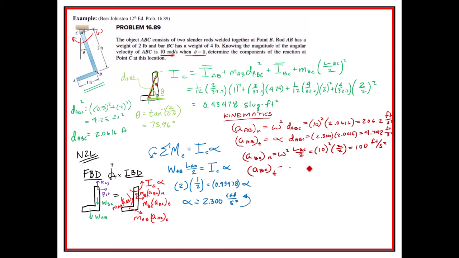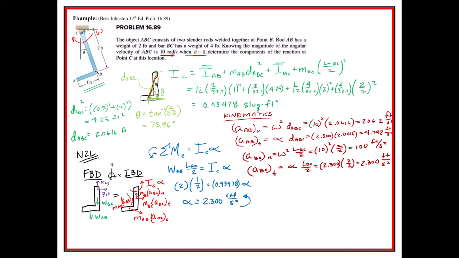And then we have the alpha LBC over 2. Maybe I should turn the computer off and start it up again. I'll do that. 2.300, 2 over 2. We get 2.300 feet per second squared. Wow, come on. Yeah, this thing's exhausted. I've been pushing the computer hard.